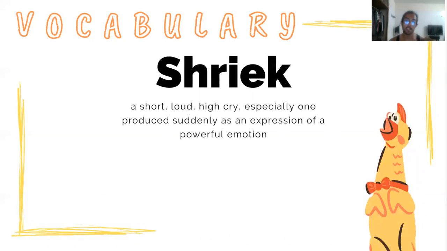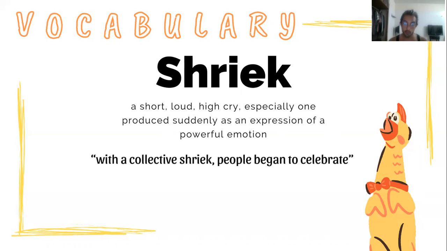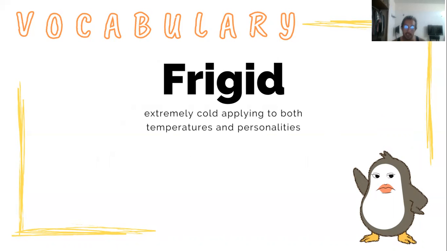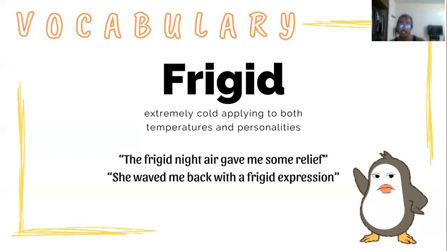Shriek. A shriek is a high-pitched, piercing cry. Its use is specifically related with expressions of terror, pain or excitement. So with a collective shriek, people began to celebrate. Frigid. This is an adjective and means extremely cold, applying to both temperatures and personalities. We can use it to describe both freezing weather and someone's behavior. So the frigid night air gave me some relief. Or we can say, she waved me back with a frigid expression.